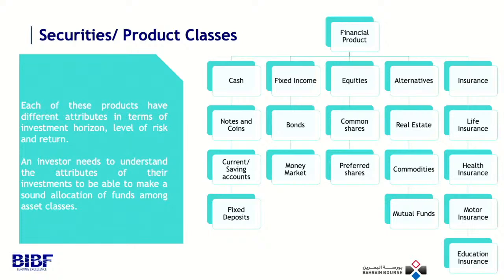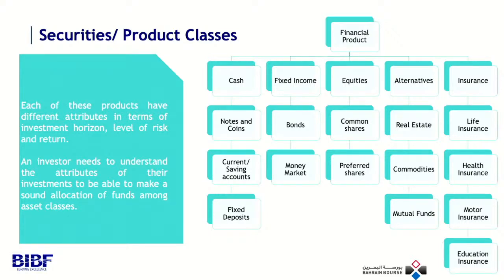These are highly liquid, which means they're either already cash, or the possibility of converting them into cash without losing value is very high. But we also understood that if they're highly liquid and if the risk is low, then the return is also very low. So this is an asset class: liquid, low risk, low return. We move to the next asset class, fixed income.